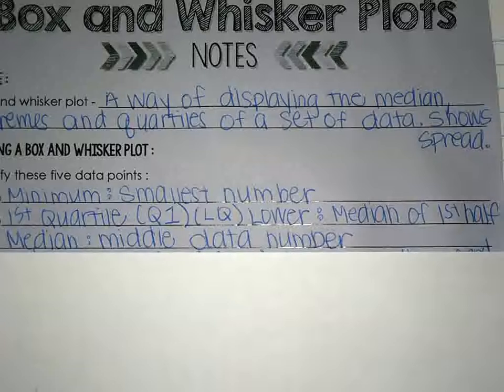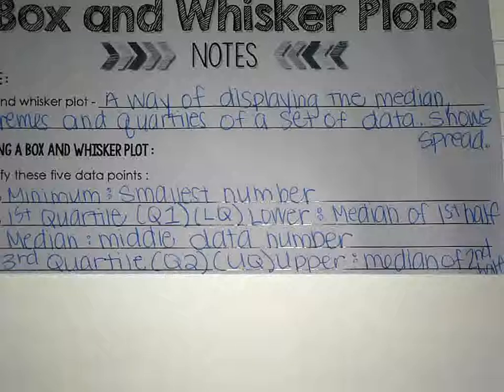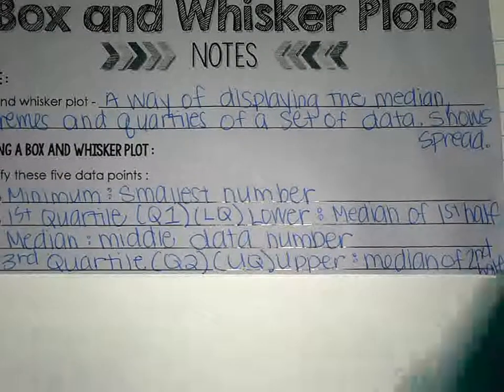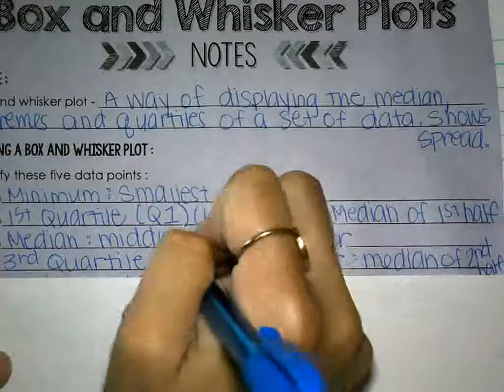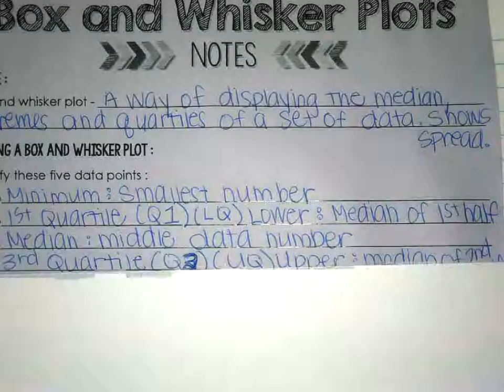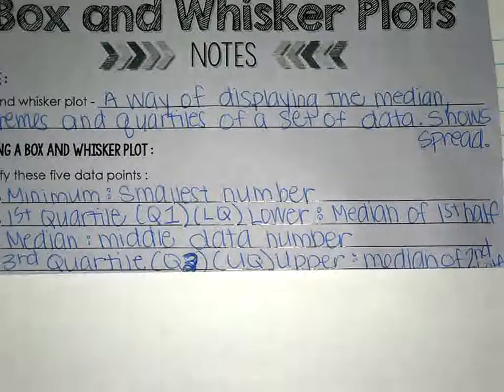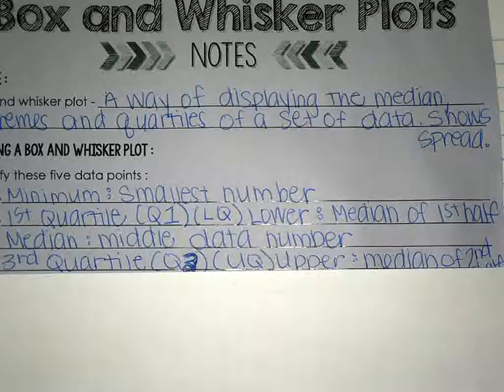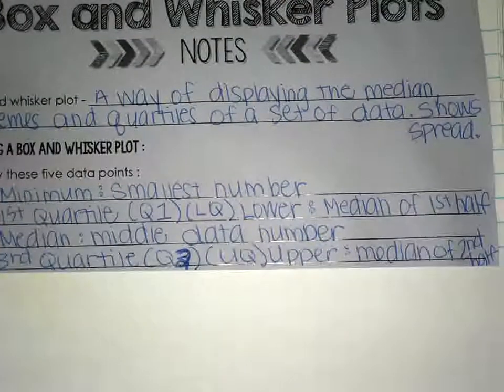The third number you need is the median, which is the middle data number. It is that number that is directly in the middle. Then the third quartile, or Q3, excuse me. Nope, I was right, Q3. So third quartile, Q3, is also known as upper quartile, UQ. So either one you may see. That is the median of the second half of numbers.